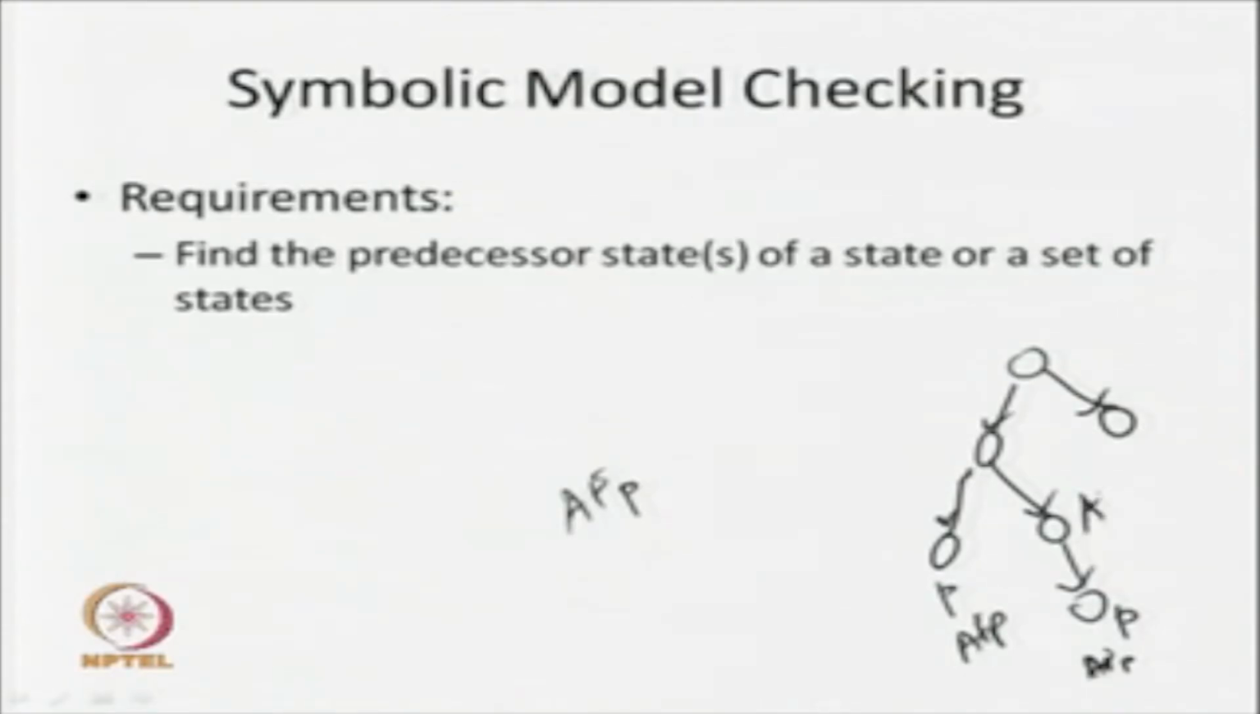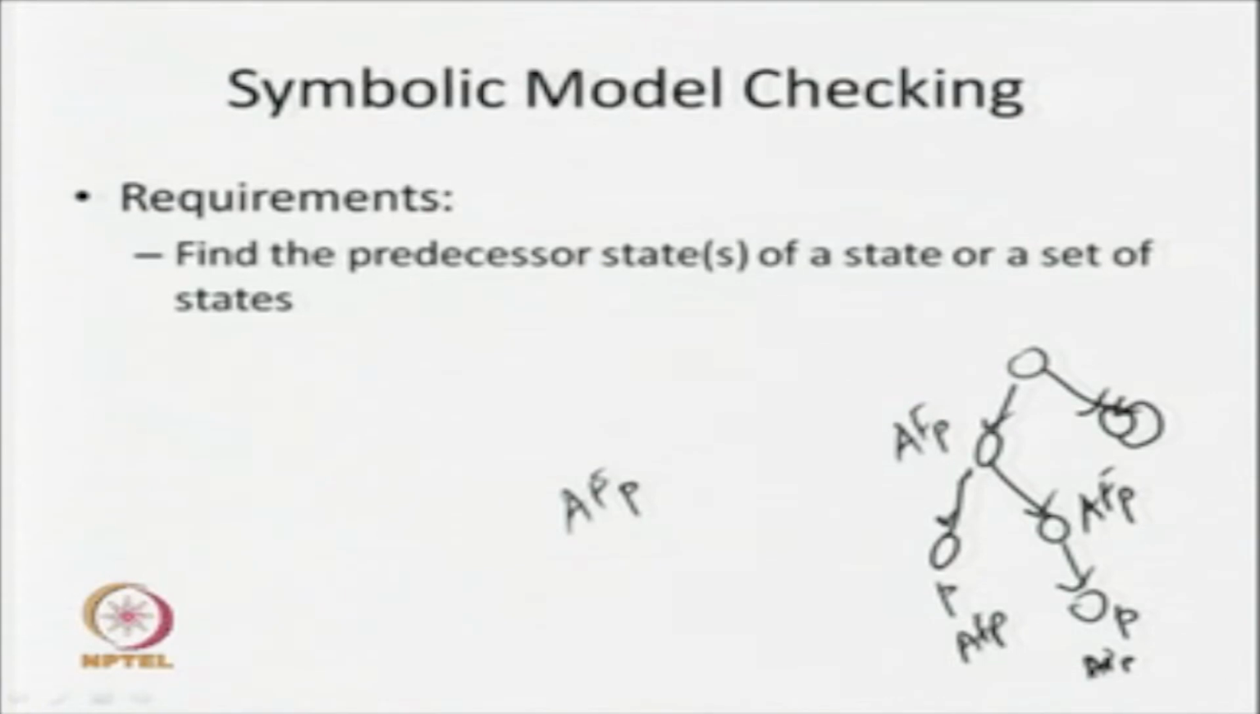So, I am going to label it with AFP. Now, for this particular state, since both the successors are having AFP, I am going to label it with AFP. Now, when I come to these states, I will find that one is labeled with AFP, but the second one is not labeled with AFP. So, we are not going to label it with AFP. You just see what happens in this particular method.